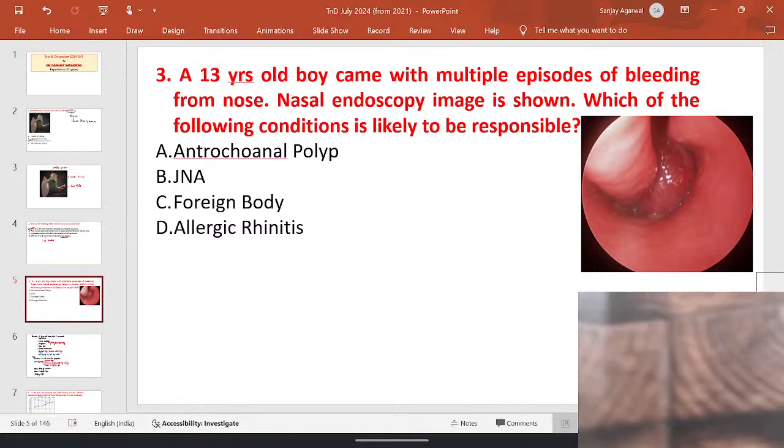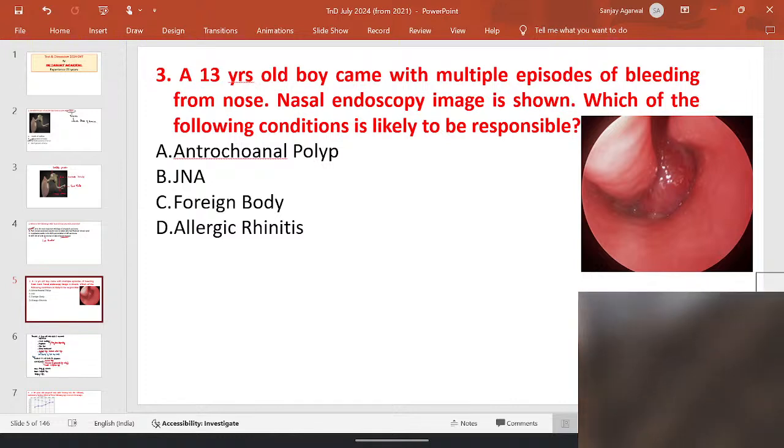Third question, try to answer that a 13-year-old boy came with multiple episodes of bleeding from nose. Nasal endoscopy image is shown. Which of the following condition is most likely responsible? So this is an AIIMS question from the last AIIMS exam, this one.